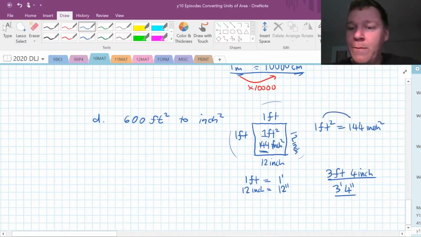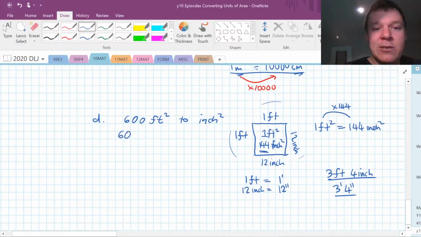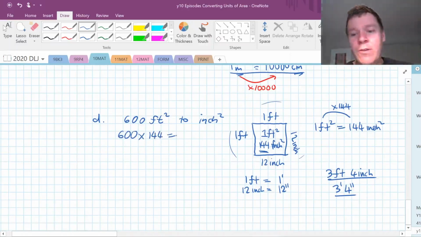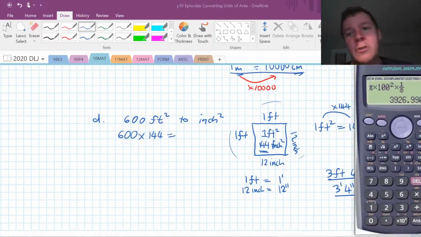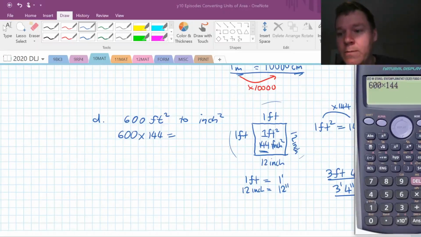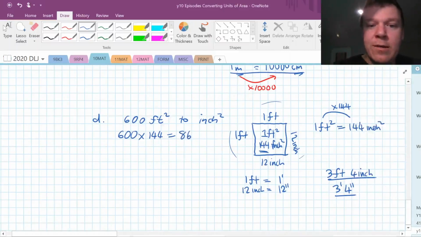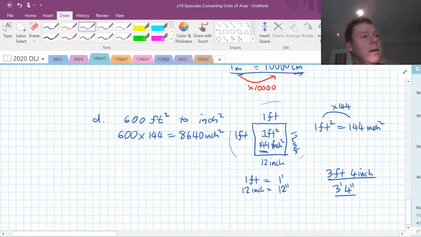So to get from feet to inches, we multiply by 144, right? So 600 times 144 equals, we're going to have to use our calculator because it's not easy to do because it's not metric. 600 times 144, 86,400. 86,400 inches squared. All right.